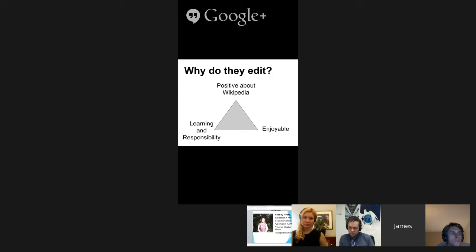Now, a master's student did a research study looking at why Wikipedia's core editors edit as they do. And she found 3 main motivations.